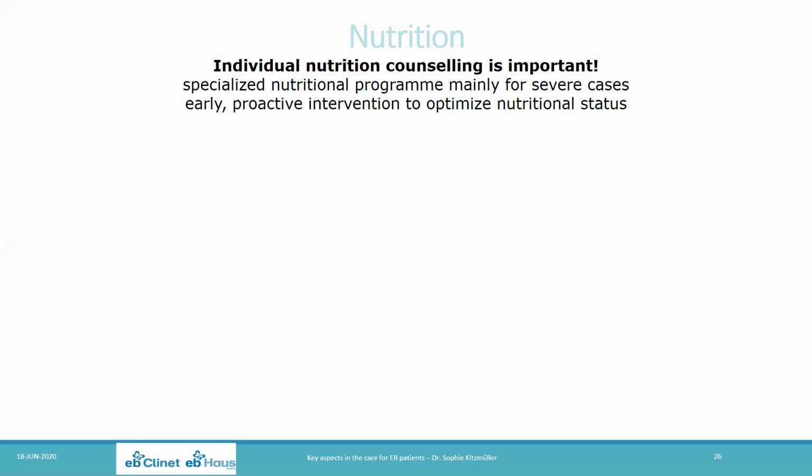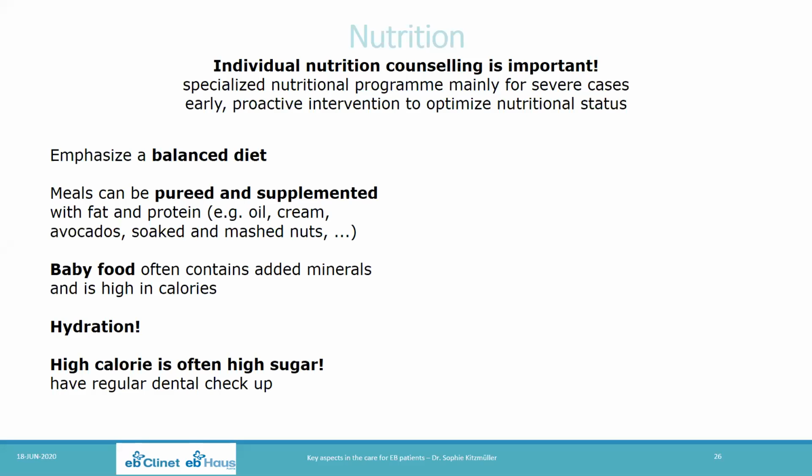It is very important that you emphasize for the patient that an early proactive intervention is good to optimize the nutritional status. So be proactive, start early, and start with a balanced diet. This is the first thing. It's important for every one of us, but especially with such a chronic disease where you have an increased demand on minerals and vitamins, it is even more important.